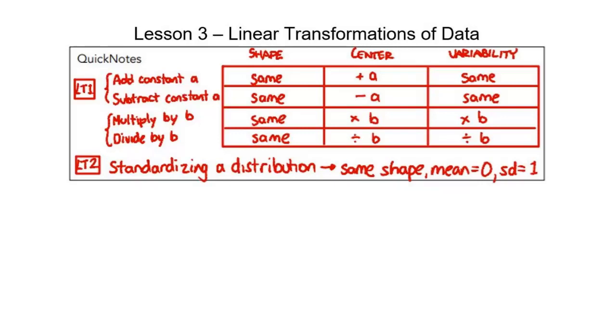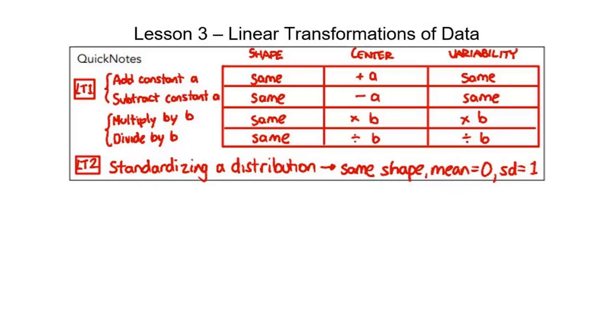When we subtract by a constant value A, shape stays the same. Center goes down by whatever A is. Variability stays the same. When we multiply by a constant B, my shape stays the same. Center gets multiplied by whatever that constant is. And so does my variability. So center and variability both get multiplied. Or when we divide by some constant, shape stays the same. Center and variability are both divided by whatever that number is.